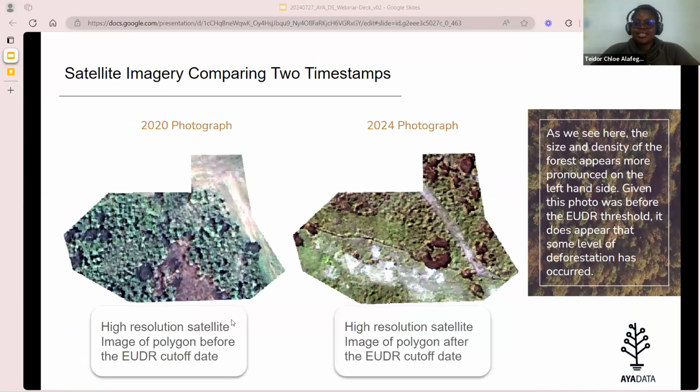Again, by looking at it, you can tell where the forest actually was before the cutoff date for the EUDR. The whole plot or polygon was not covered in forest in 2020. And in the after image, the area populated with canopy seems to have lost some of the canopy, and the portion that had no canopy appears to have gained some.